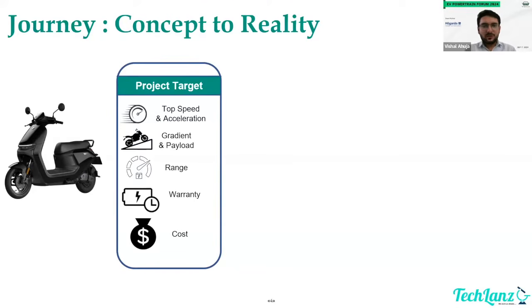What's the gradient and payload your vehicle can take if you're thinking about making a cargo vehicle especially? Mr. Roy talked about it, the Monter Electric, and Mr. Amitabh Saran also. The gradient and payload matter a lot. Then the range, the most important buzzword of EV. You want to decide how many kilometers of range you want to give.